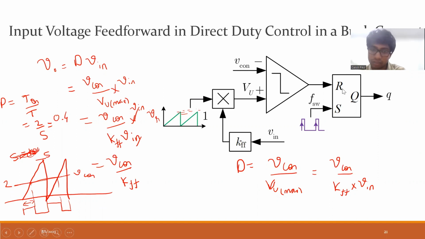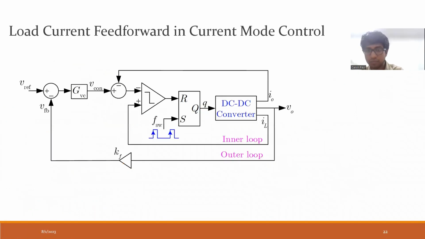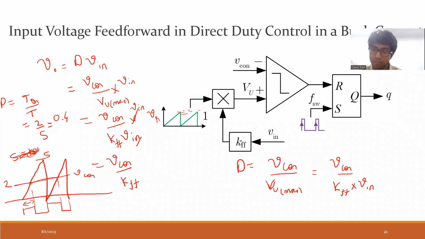So, I'll proceed to load current feed forward. Now, we have done input voltage feed forward. Why do we do input voltage feed forward? In voltage mode control, changes in input voltage cause changes in output voltage, and for it to be compensated by the feedback loop, it takes time. So if we directly feed forward that input voltage information, we can regulate the output voltage faster when there are changes in input voltage. That is the advantage of feed forward control. And this is used in voltage mode control because voltage mode control is susceptible to changes in the input voltage.